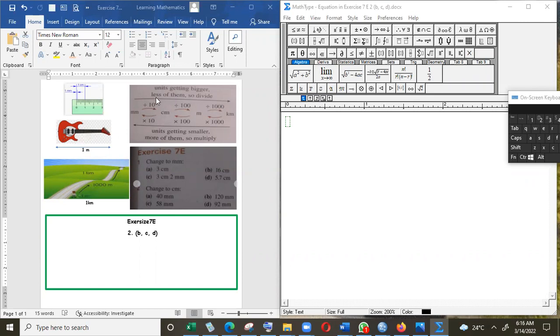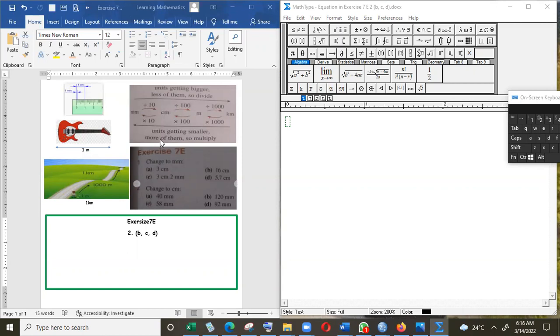Okay, so remembering that when units get smaller, there are fewer of them, you divide. So if you have to go from millimeters to centimeters, you divide because millimeter is smaller than centimeter. So from smaller to bigger, you divide. From smaller centimeter to bigger meter, you divide by 100. From smaller meter to bigger kilometer, you divide by 1,000.